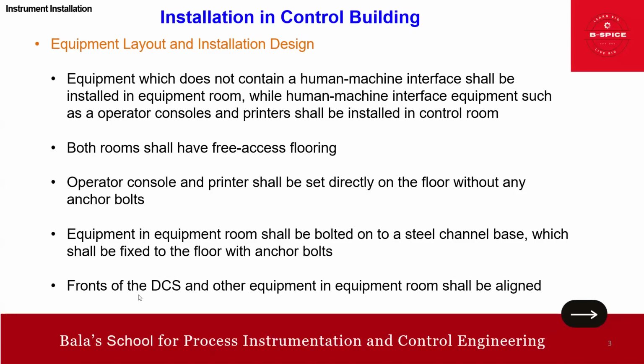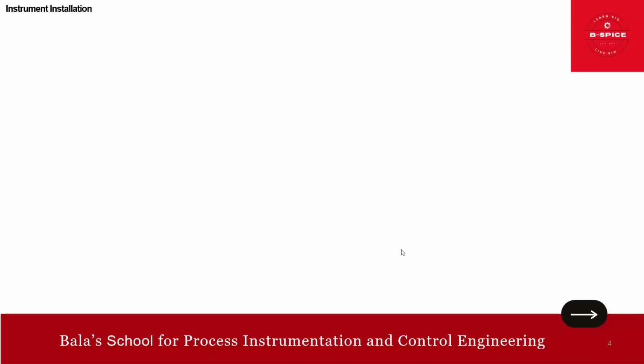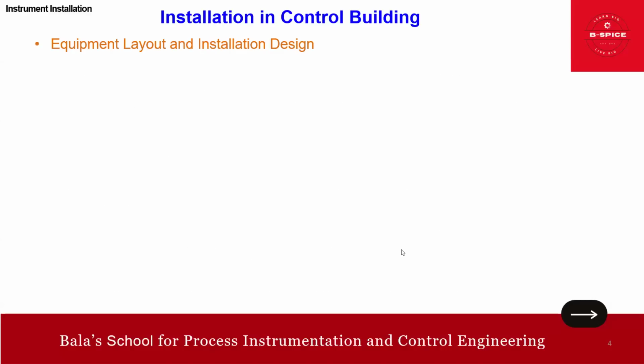And of course, the front side of the DCS and other equipment in the equipment room shall be aligned, meaning it should be flush. When you look at the panels in front after installation, they should be flush. There should not be one panel in front and one panel at the back. So these are some of the aspects we should watch out for in equipment layout and installation design. And of course, a few more to add on.